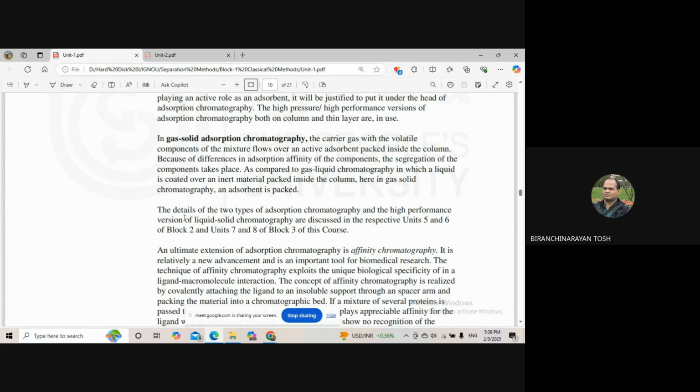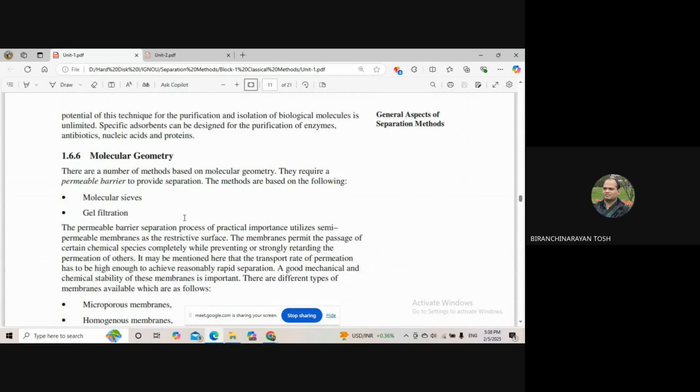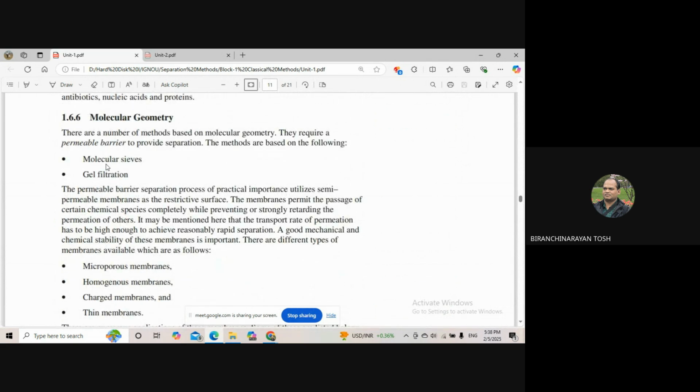Then, basing upon the molecular geometry, you have molecular sieves and gel filtration. Gel filtration or size exclusion chromatography is the technique which is based upon the molecular geometry. There are a number of methods based on molecular geometry. They require a permeable barrier to provide separation. The methods are based on molecular sieves and gel filtration.